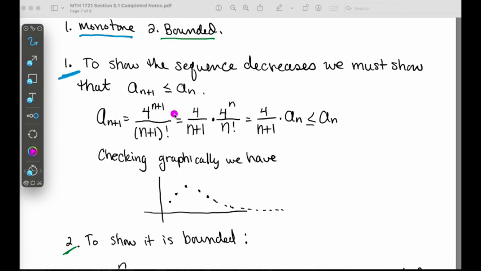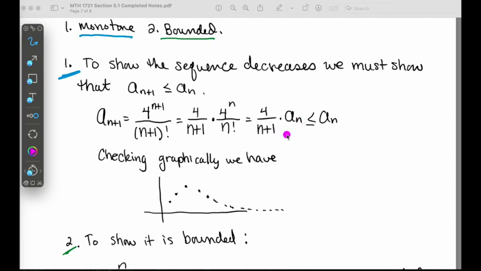Now, I can use my knowledge of algebra to break this down into two factors: 4 divided by n plus 1, times 4 to the n over n factorial. And we can check it. I have 4 times 4 to the n, and because these bases are the same, when I multiply, I add my exponents. That gives me 4 to the n plus 1. When I take n plus 1 times n factorial, that gives me n plus 1 factorial. So I just took this statement and broke it down into two factors.